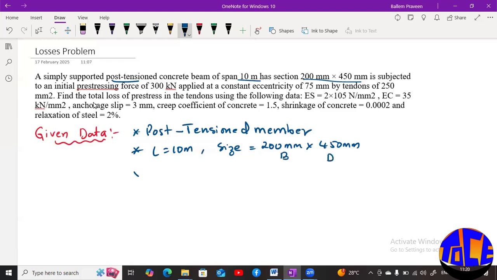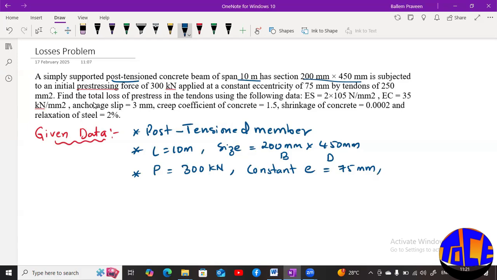And what else has he mentioned? He has mentioned the prestressing force, that is capital P is equal to 300 kilonewtons, and it has a constant eccentricity, e is equal to 75 mm. Constant eccentricity in the sense the tendon is straight. It is placed straight.